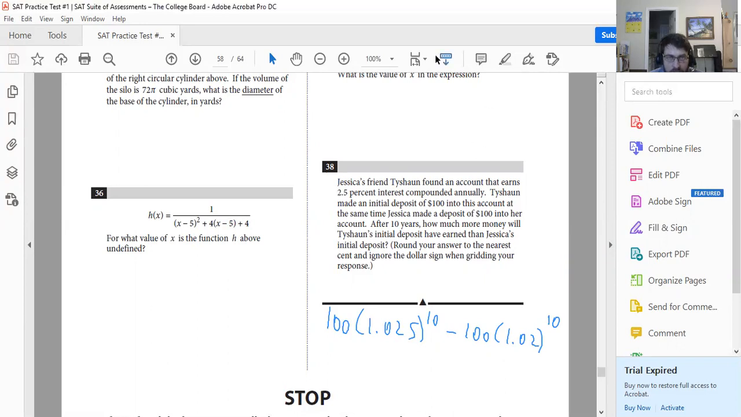So going back, round to the nearest cent. It doesn't say to round down or anything. So 6.11 will be that answer.